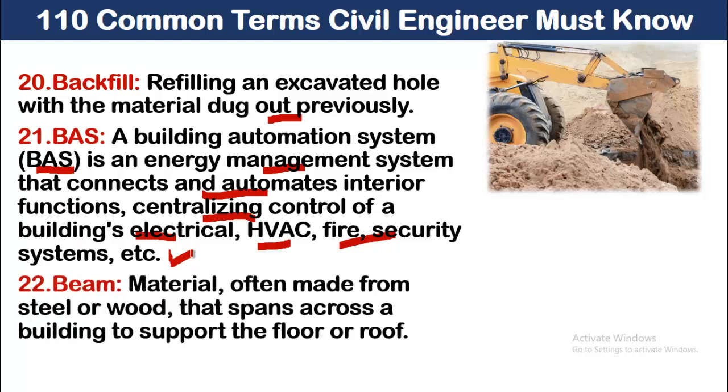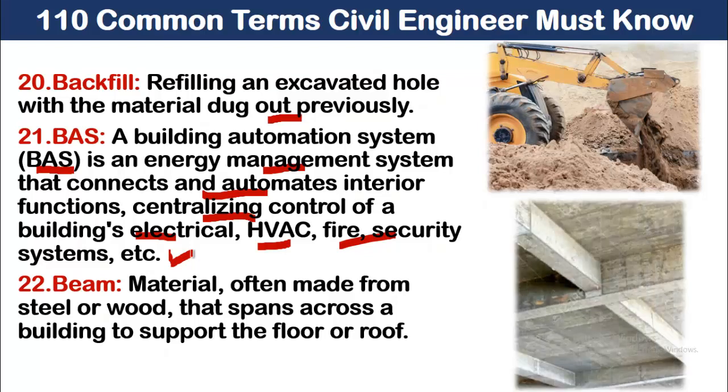What is a beam? It is very simple, but you have to define it. How can you define a beam? A beam is defined as a material often made from steel, wood or concrete that spans across a building to support the floor or roof, as you can see over here in this picture.